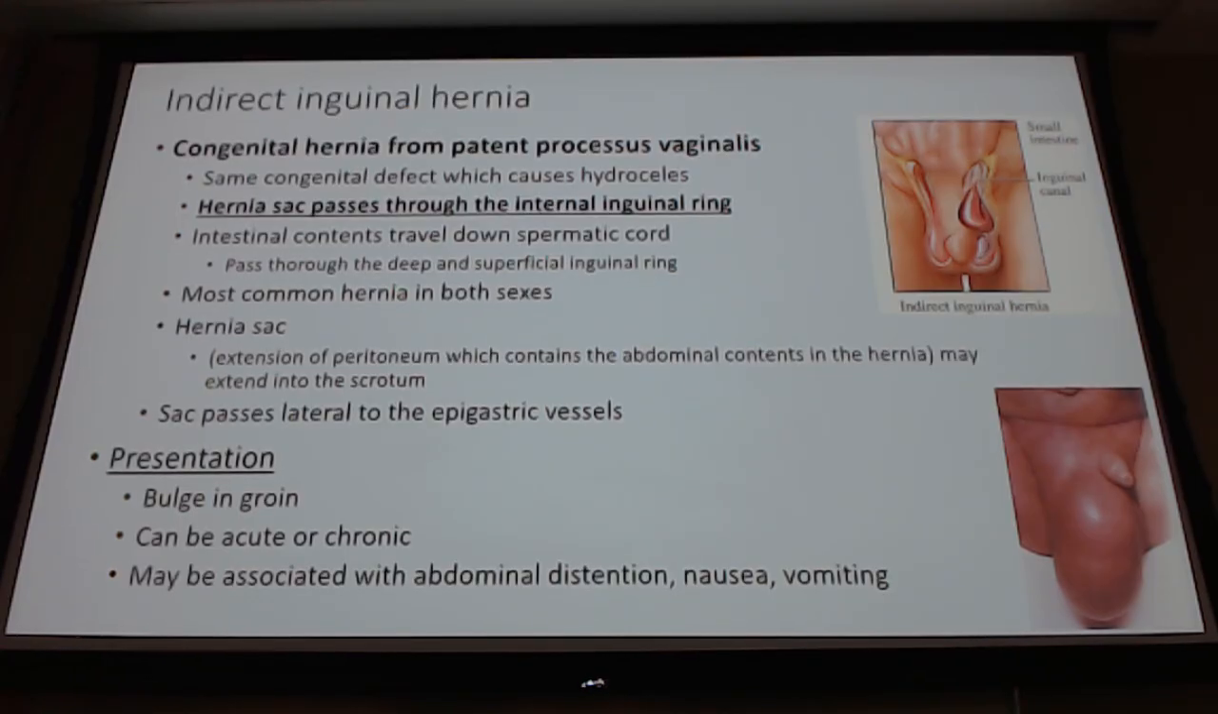Okay? There's a little defect there, and so it allows contents, whether it is abdominal fluid or intestines or fat, to go through the inguinal ring, and actually travel down with the spermatic cord. Okay. So these are the ones that actually end up with intestines and fat and whatever inside the scrotum. These reach the scrotum.